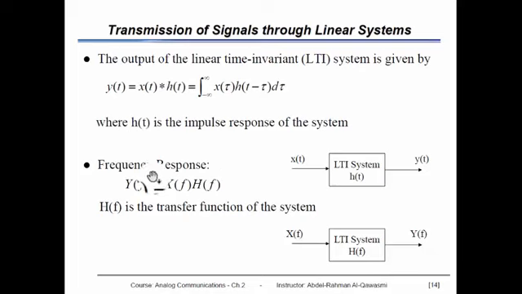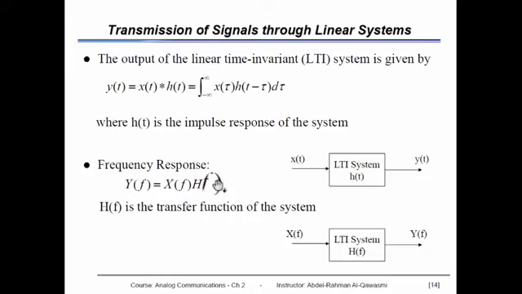Also, we can perform the Fourier transform to have the output in the frequency domain. In this case, as you see, the convolution process will be more simple as multiplication between the input signal in frequency domain multiplied by what we call the transfer function.